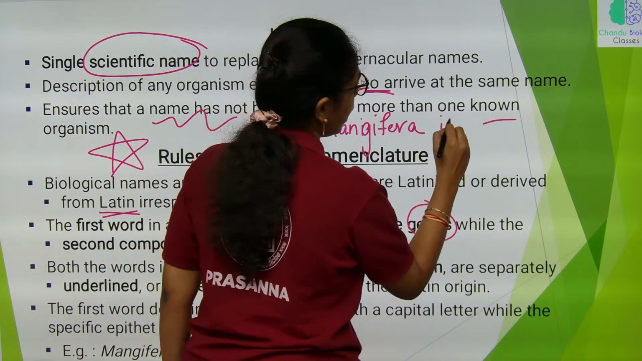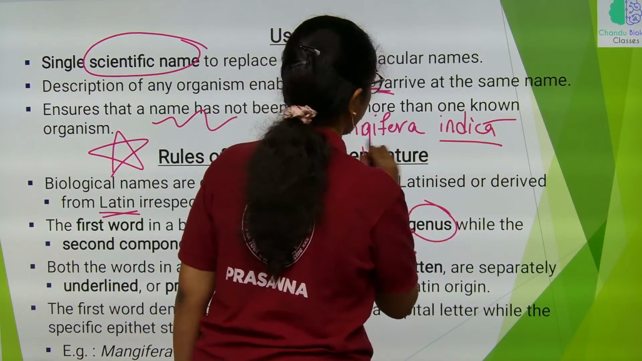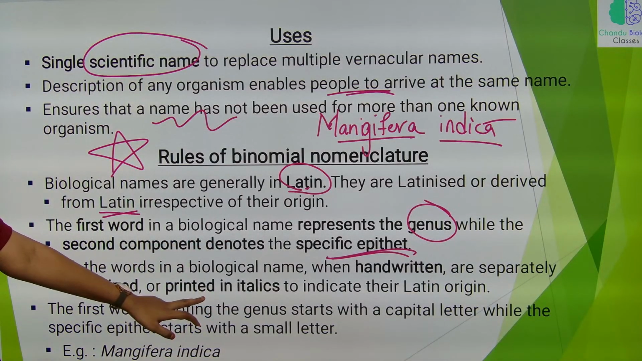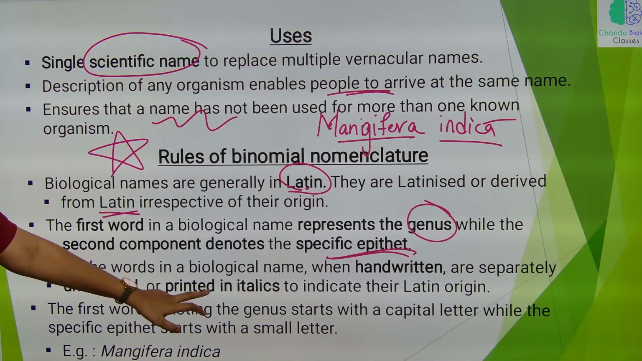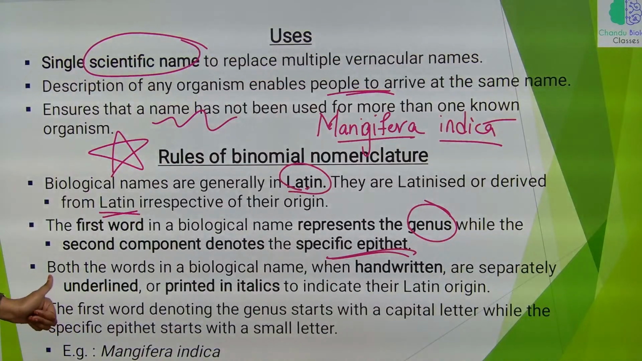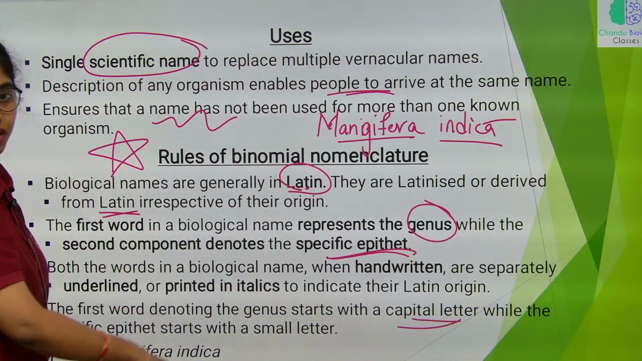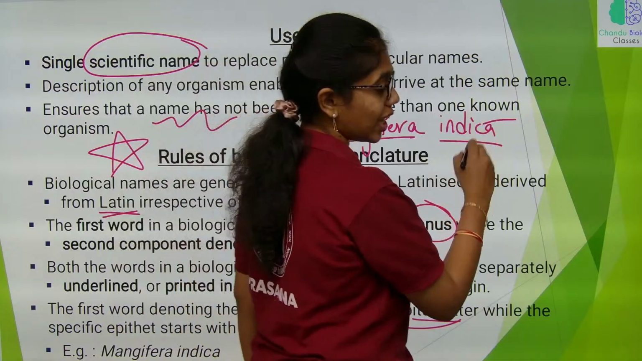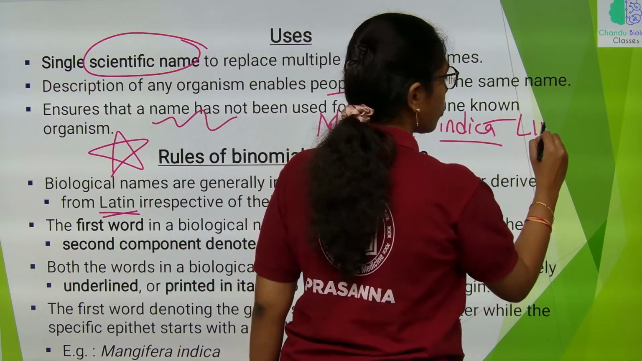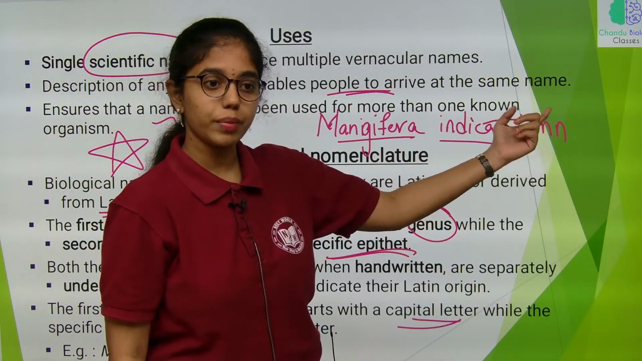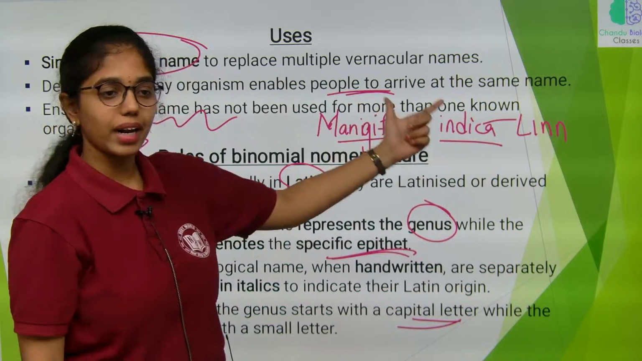Mangifera indica: they have to be underlined separately, but when they are printed, they have to be printed in italics. That is one of the standard rules. This printing in italics will indicate its Latin origin, and the first word denoting the genus starts with a capital letter, whereas the species starts with a small letter. And if the scientist name is included, that should be in Roman, like this. These are in italics, but the scientist name will be in Roman. For example, Mangifera indica Linn.